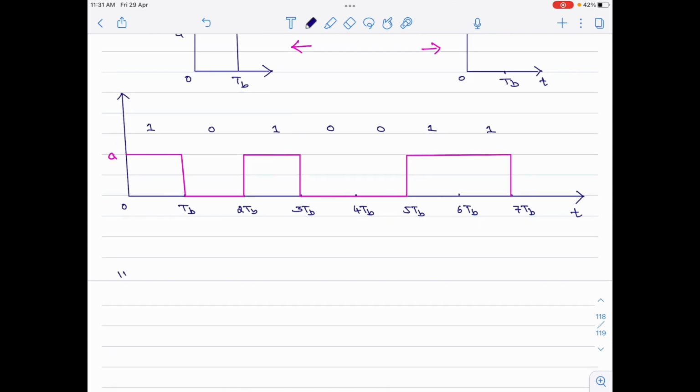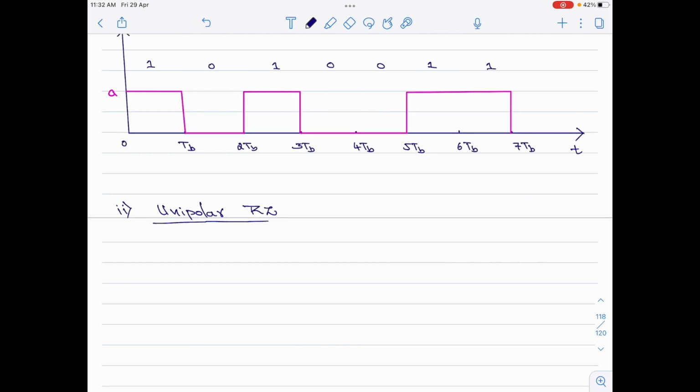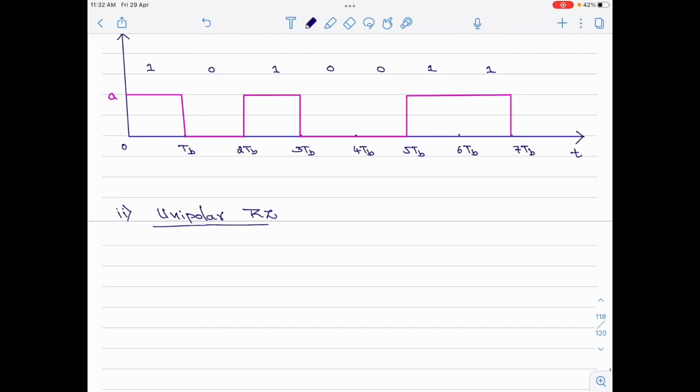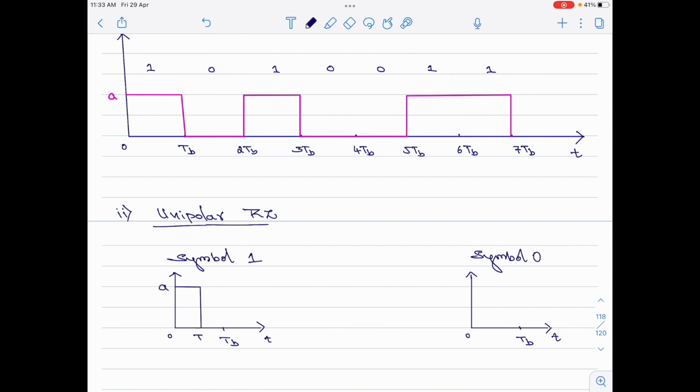Let us now move on to part 2 of the question, which is unipolar return to 0. Once again, I am going to start by showing how a unipolar RZ scheme is framed for symbol 1 and symbol 0. For symbol 1, we transmit a rectangular pulse of amplitude A and duration TB by 2, and for the remaining half of the bit duration, we transmit nothing. This is symbol 1. For symbol 0, once again, there is no transmission for a duration of 1 TB. That is the same as that of unipolar NRZ.